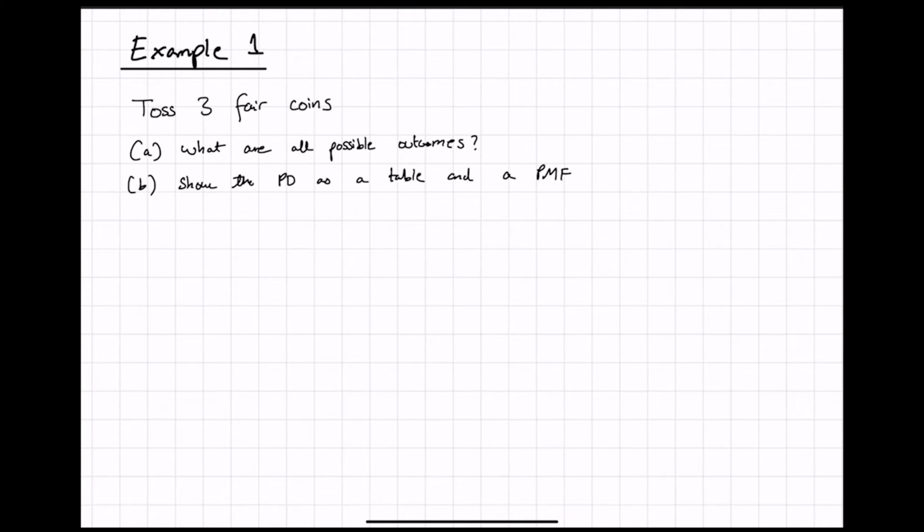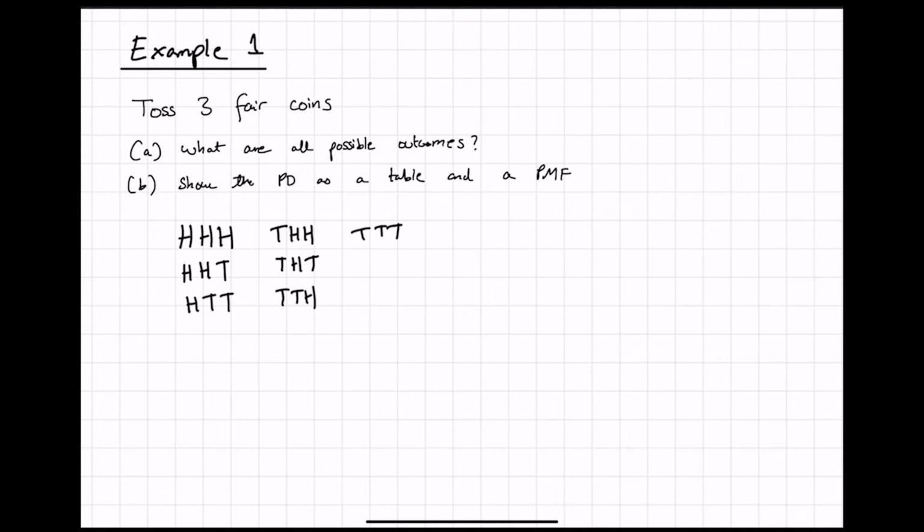So first of all, if I'm tossing 3 coins, what are all the possible outcomes? Well, I could either get 3 heads. That's one of the possible outcomes. I could get heads, heads, tails. I could get heads, tails, tails. I could get tails, heads, heads, or tails, heads, tails. Then apart from that, I could get tails, tails, heads, and finally I could get all 3 tails over there.